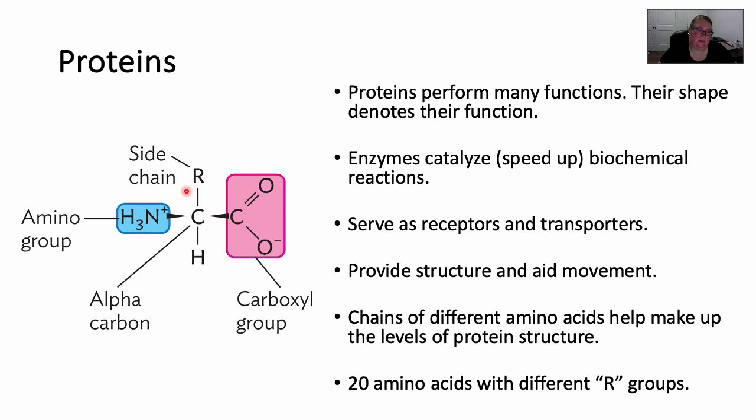Okay, but what really makes each amino acid different is this R group. Every amino acid, and we have 20 of them, has a different R group, so a different side chain. This is the important part of the amino acid. This is the part that does the chemistry.